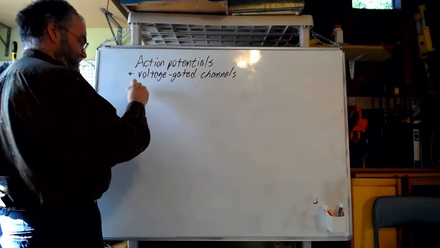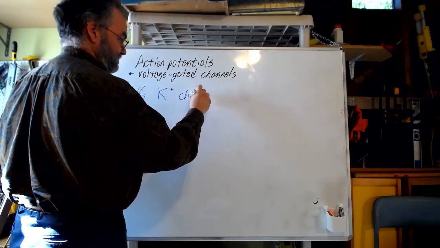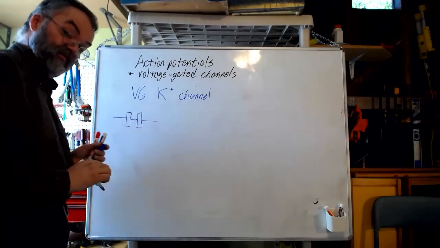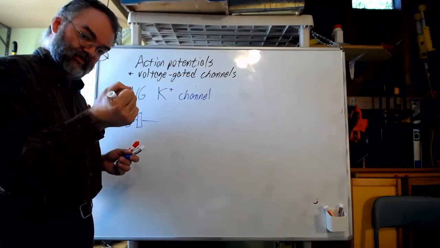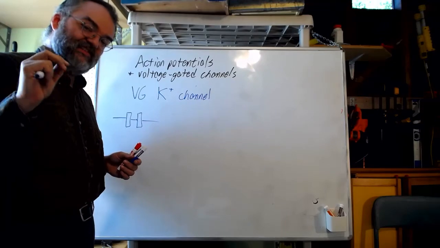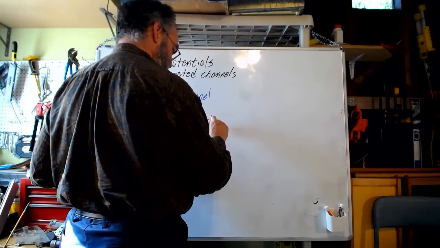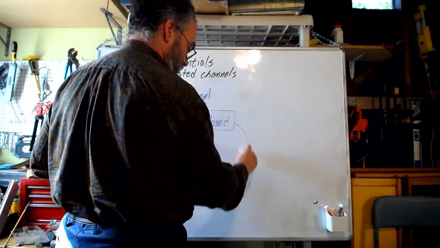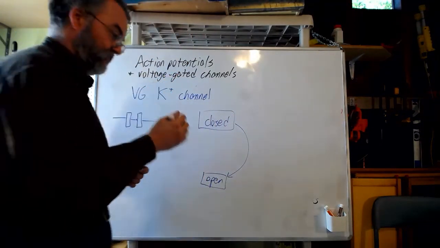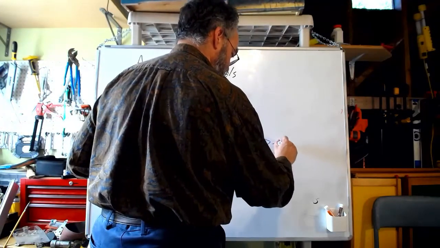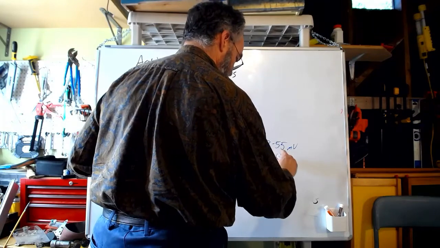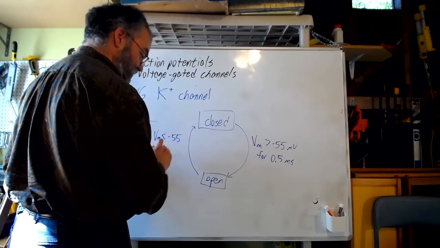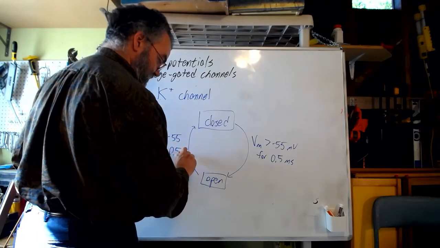Let's add in the voltage-gated potassium channel. This one doesn't have the plug. So this one really just has two states, open and closed. The reason it's special is that it's slow to open and close. So let's take our two states, closed and open. This channel will go from closed to open. If it's closed, it will pop open when the membrane potential has been above negative 55 millivolts for about half a millisecond. And it will go from open to closed when the membrane potential is below negative 55 millivolts for half a millisecond.